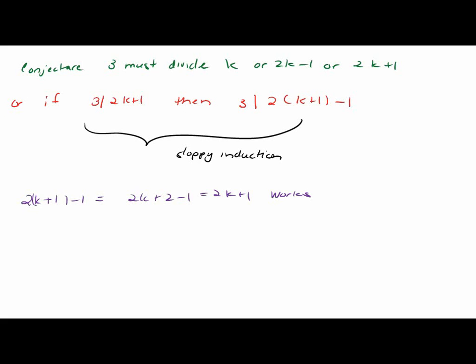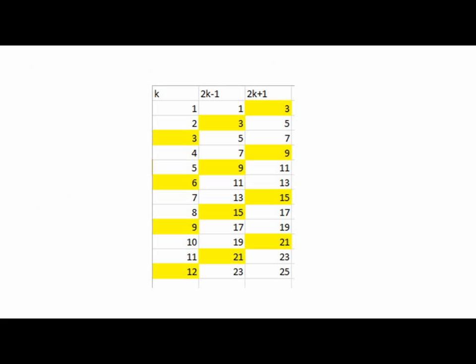Sloppy induction starts. I'm going to assume that 3 divides 2k plus 1, and I want to show that 3 divides 2k plus 1 minus 1. And indeed, when I take 2k plus 1 minus 1, I get exactly back to 2k plus 1, which I already know 3 divides, which is exactly what my experiment told me before. See? Look over here. Whenever 3 divided this one, it turned out to be the exact same number in the next step. 9, 9, 15, 15. So my algebra just verified what I saw experimentally.